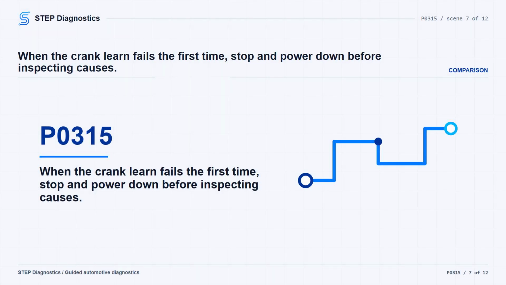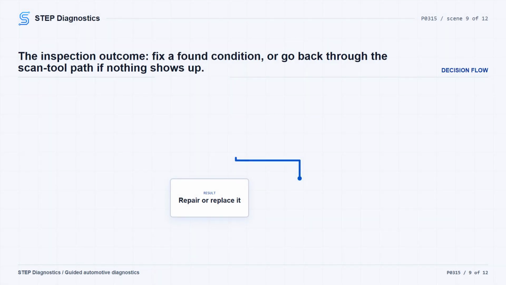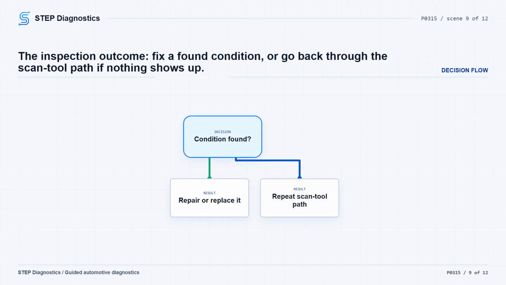If the crankshaft variation learn is not successful the first time through, turn ignition or vehicle off and check the listed conditions before trying to force the learn again. Look for foreign material between the crankshaft position sensor and reluctor ring, an incorrect air gap, low battery voltage, crankshaft bearing wear, excessive crankshaft runout, or visible crankshaft damage, reluctor ring misalignment or visible damage, and electromagnetic interference on the crankshaft position sensor signal circuit. If one of those conditions is present, repair or replace as necessary. If none of those conditions is present, repeat the earlier scan tool path.